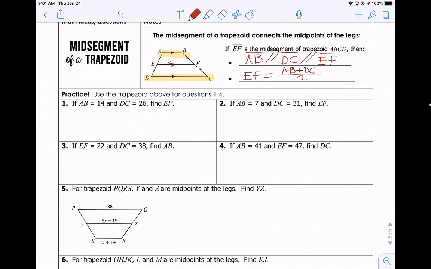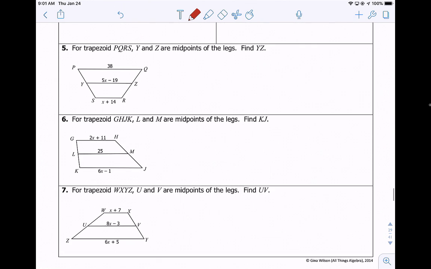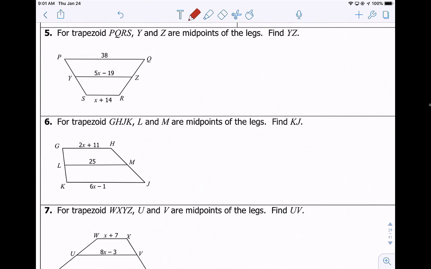All right, 1 through 4 are very straightforward. I'm not going to really go through those with you. I'd rather just kind of stick with the algebra. So we're going to skip down to number 5. And we'll make this as quick as possible. All right, so first off, remember, your midsegment has to equal the longest and shortest added together divided by 2.